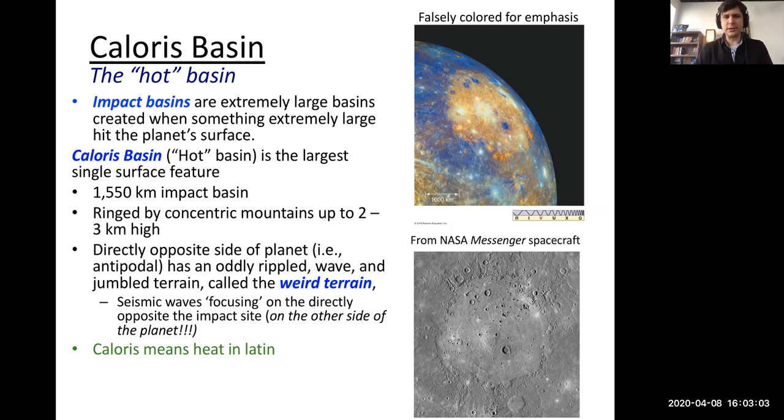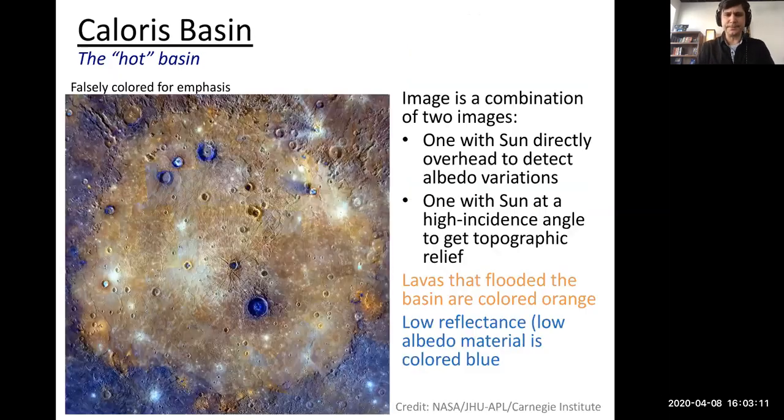And this is what's going to be called the weird terrain. It looks like a jumbled up terrain, almost as if the surface got smashed up and turned into a jigsaw puzzle. Well, I do want to take a closer look before I talk a little bit about the weird terrain. I want to give you a better view.